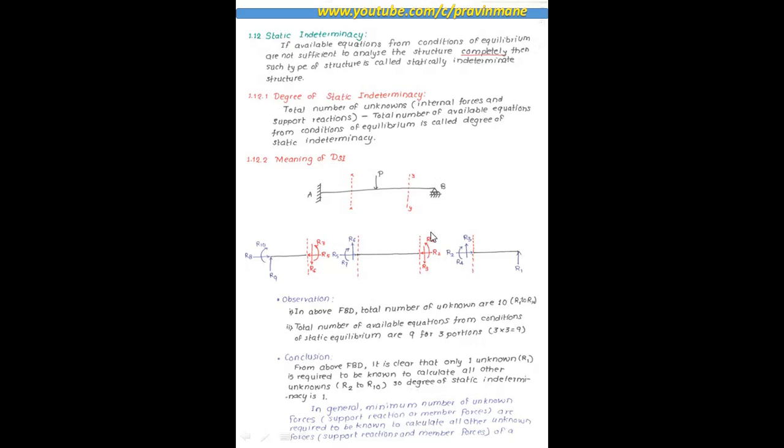Then static determinacy. So what is meant by static determinacy? If the available equations from conditions of equilibrium are not sufficient to analyze the structure completely, then such a structure is called a statically indeterminate structure. So the same thing I have told earlier: the equations of equilibrium are equal to the number of unknowns.